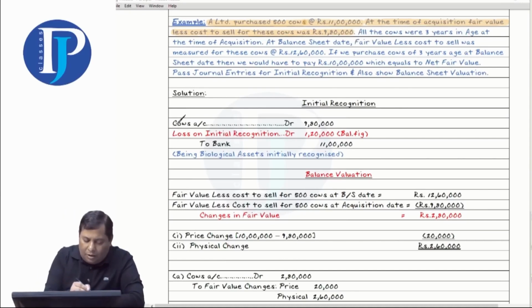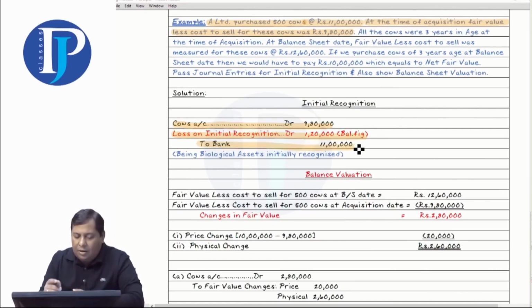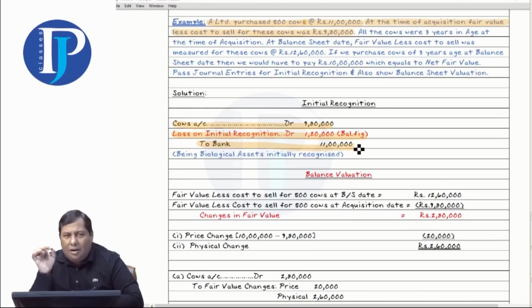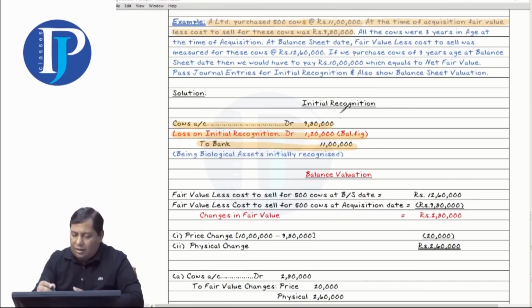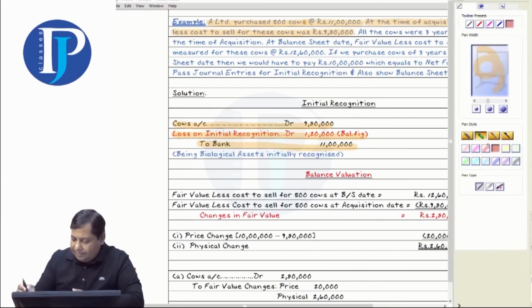We debited cows by 9,80,000, right? The loss is 1,20,000. Payment is 11 lakh, but we do not see the purchase price, but the fair value on the acquisition date, and it is 9,80,000 which we have recorded.